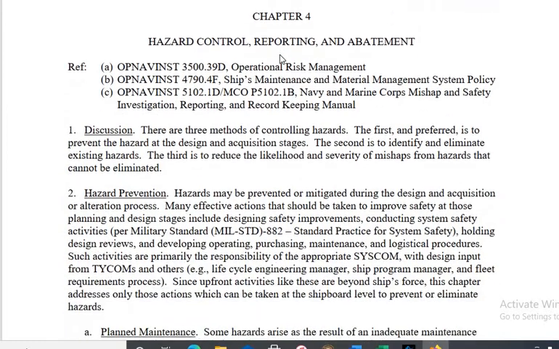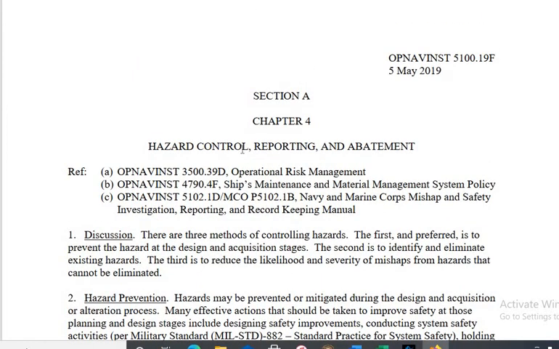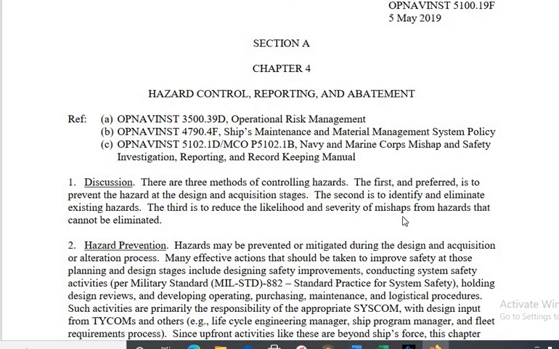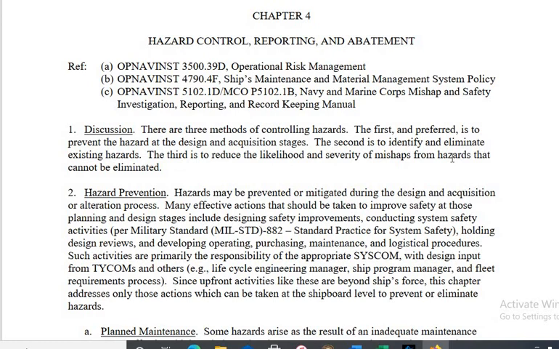So section A, chapter 4, hazard control, reporting, and abatement. So 3 methods of controlling hazards. First is to prevent the hazard at design and acquisition stage. That makes sense. So if you're making the blueprints for something, let's make sure it's not jacked up before we make it. Second is to identify and eliminate existing hazards. So what issues do we have and what can we do about them? And the third one is to reduce likelihood and severity of mishaps from hazards that can't be eliminated. So our third one is all about risk mitigation.